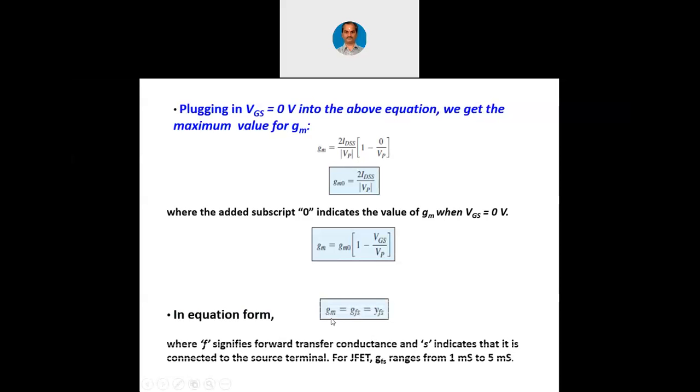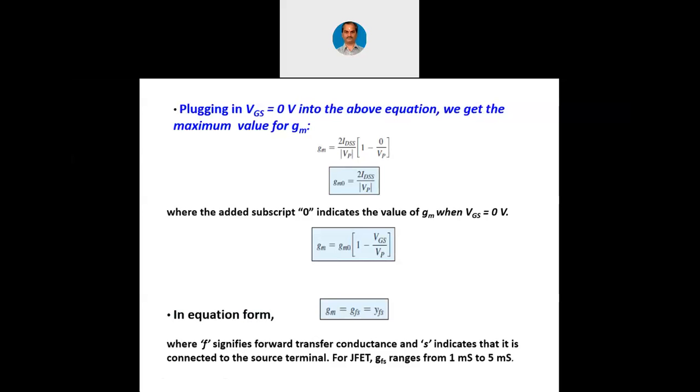In the equation form, gm equals gfs equals yfs. We are going to discuss some parameters called hybrid parameters in the third module. I had briefly mentioned it, and I had told you in the first module that beta is also called hfe, where h stands for hybrid, f stands for forward, e stands for emitter, which simply means that it is for the common emitter configuration. Same way here also, we can write gm in some other form as gfs or yfs, where f signifies the forward transfer conductance and s indicates that it is connected to the source terminal.